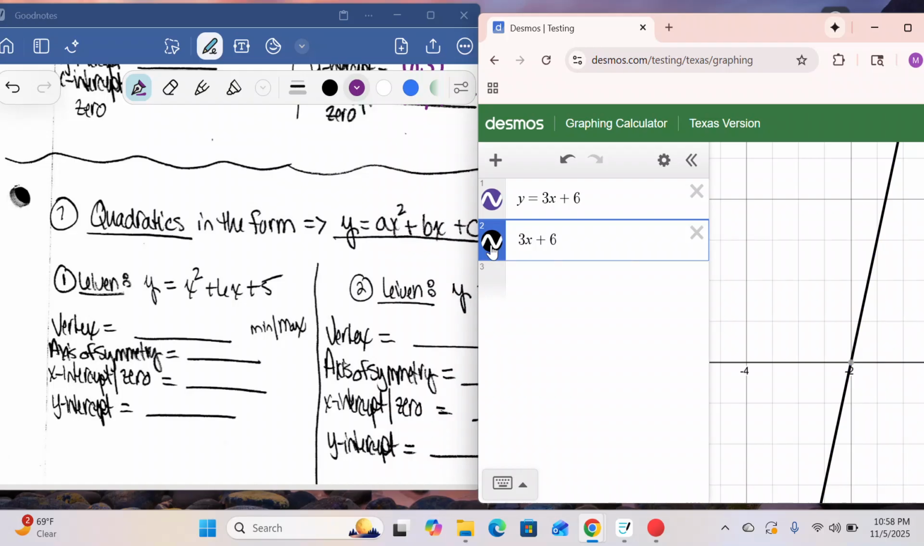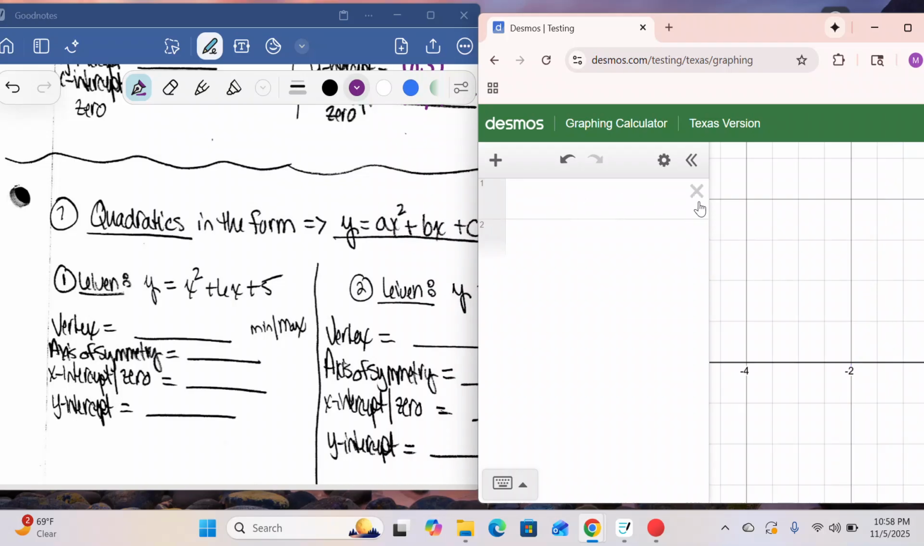So whether you put the y equals or the 3x plus 6, it is the same exact thing. So you'll get the same exact equation. I just wanted to let you know that it will be the same thing. So can I find a vertex of a quadratic?